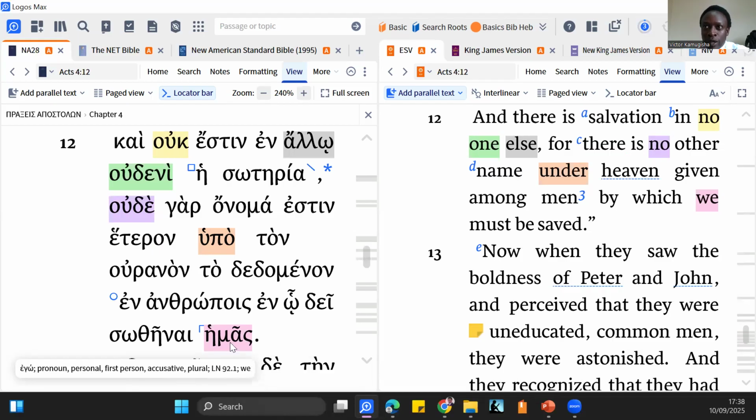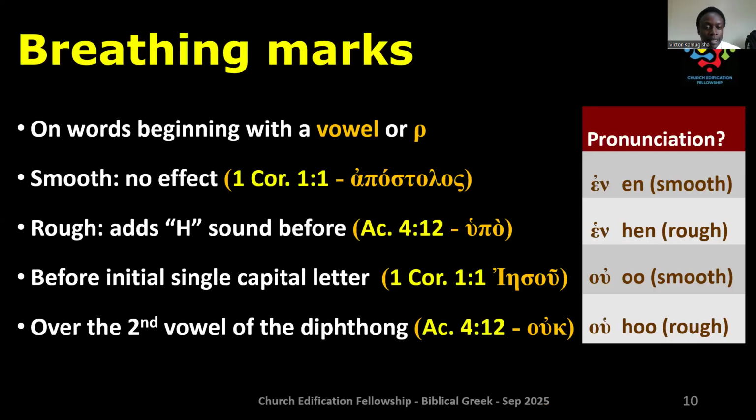Look also at the last one, which is the pronoun for we. You have this breathing mark. So you don't say emas, you say hemas. It adds the H sound. It takes time, but as you practice, it will become easier for you.